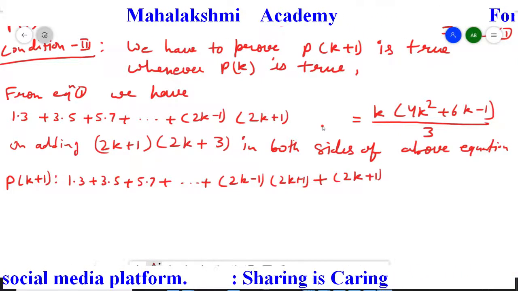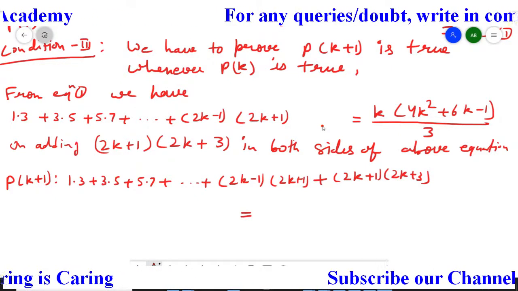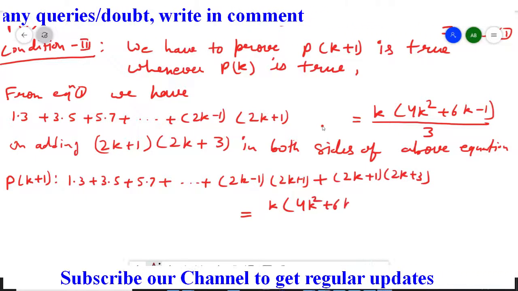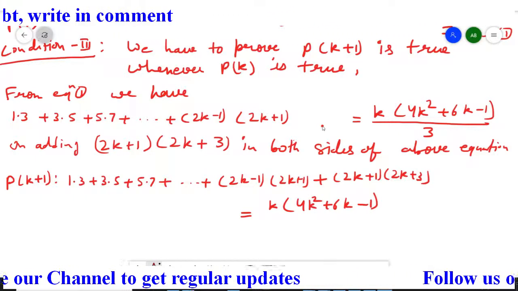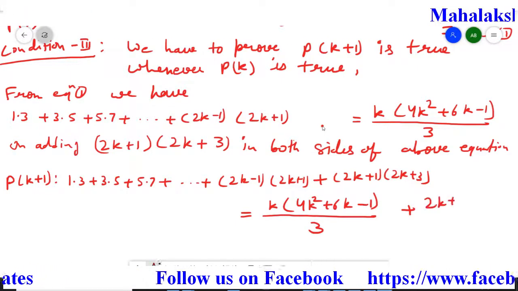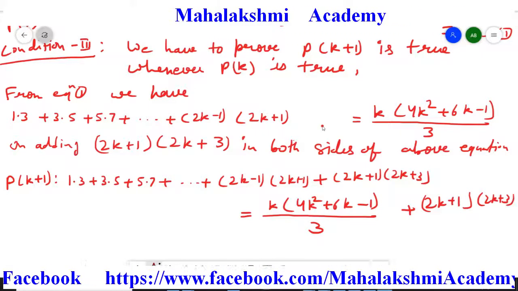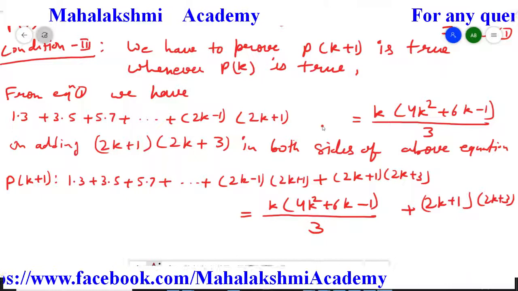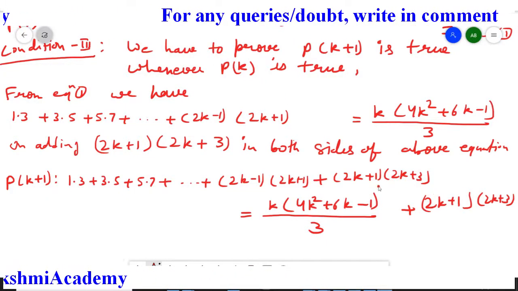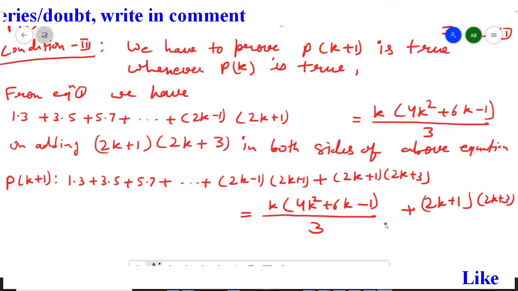(2k plus 1)(2k plus 3), and on the right side we are going to get k(4k square plus 6k minus 1) divided by 3 plus (2k plus 1)(2k plus 3). So I hope it's clear to you. So this is our k plus 1's left hand side, because the last term I already explained why we wrote this, and here also now this we have to solve.